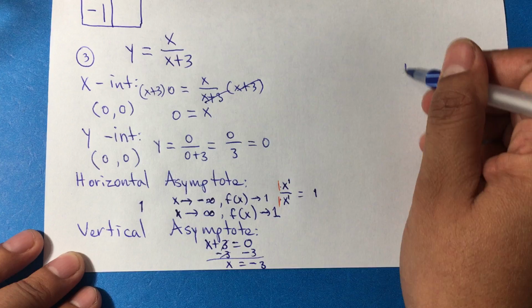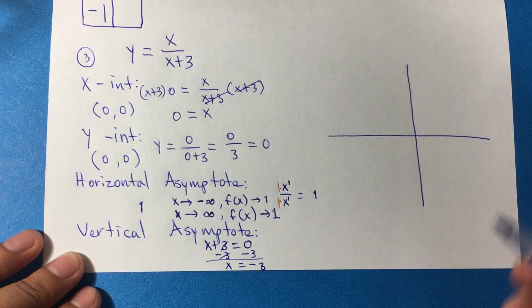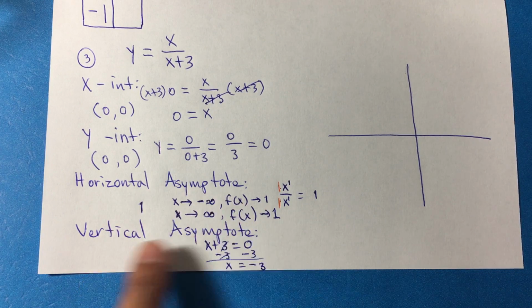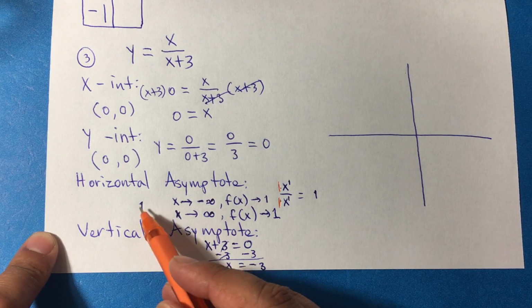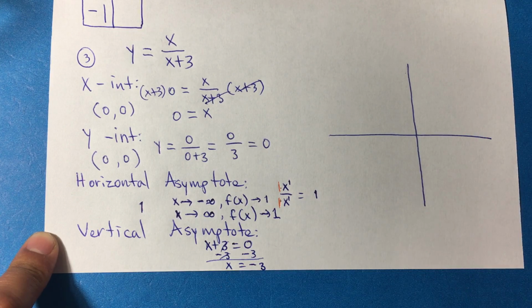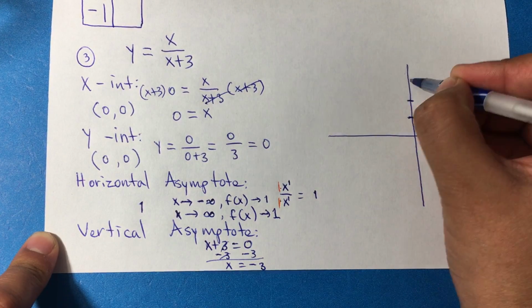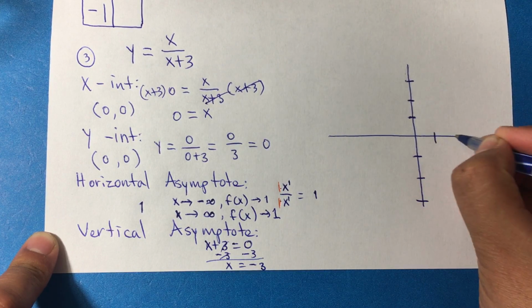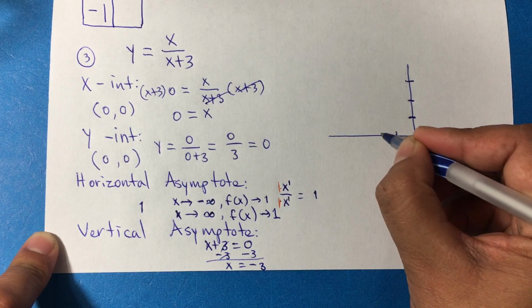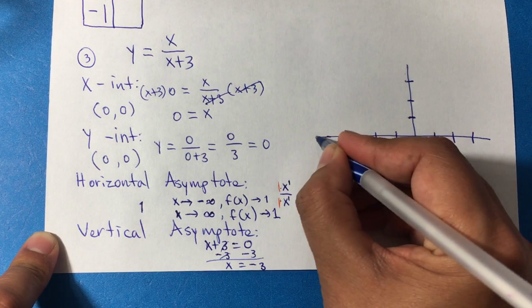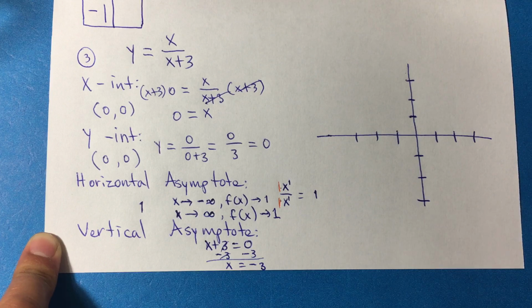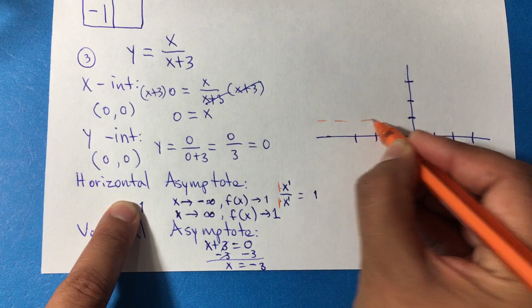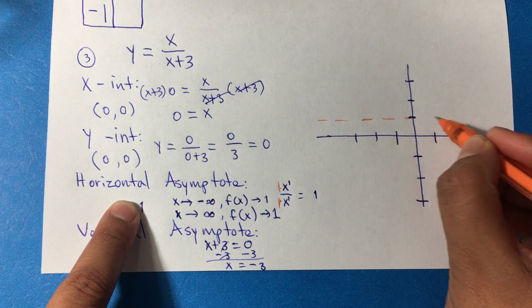With that information, we can just create our sketch. And we start by creating our horizontal and vertical asymptotes. The horizontal is a positive 1. So let's do 1, 2, 3. 1, 2, 3. And then the horizontal is a 1. A very straight line, please.